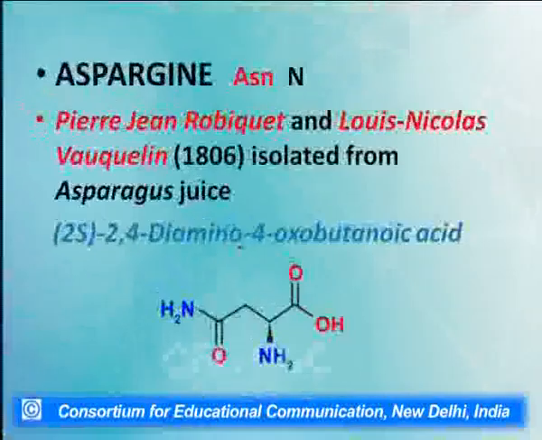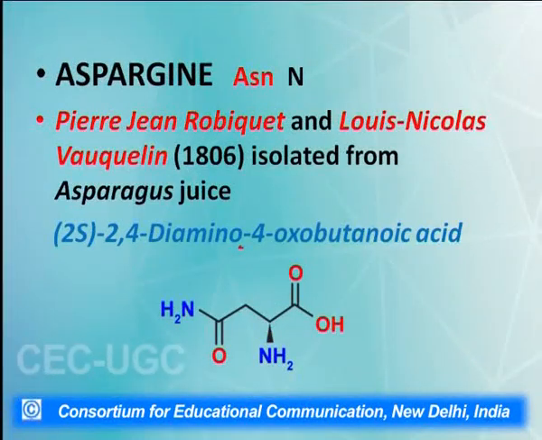Next in the series, the amino acid is asparagine. Asparagine was isolated from asparagus juice by Pierre Robiquet and Louis Nicolas Vauquelin in 1805. Its 3-letter abbreviation is ASN, and its symbol is N. This asparagine has an amido group in its side chain.